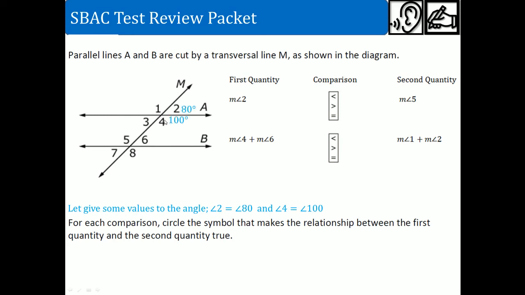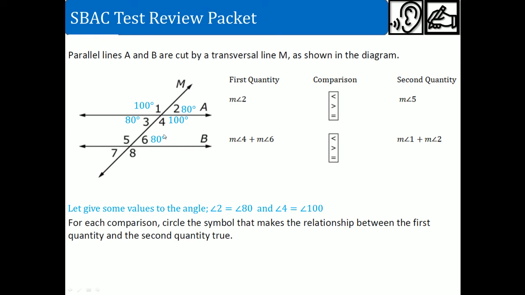So I plug those values in. Notice that 1 is also 100 because why? Vertical angles, or 2 and 1 are linear pairs. 3 is 80 because 3 and 2 are vertical angles. Or you can say that 1 and 3 are linear pairs, so they have to add up to 180. Okay. Next, 6 is 80 because why? 2 and 6 are corresponding. They're the same thing. They're the same angle.